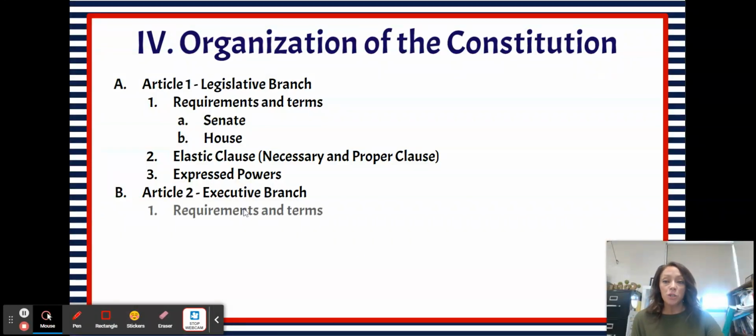So in Article 2, we have the executive branch, which we know includes the president, the vice president, and the cabinet. If you don't remember those three things, you need to write them down in your notes. It includes the president, the vice president, and the cabinet, okay?